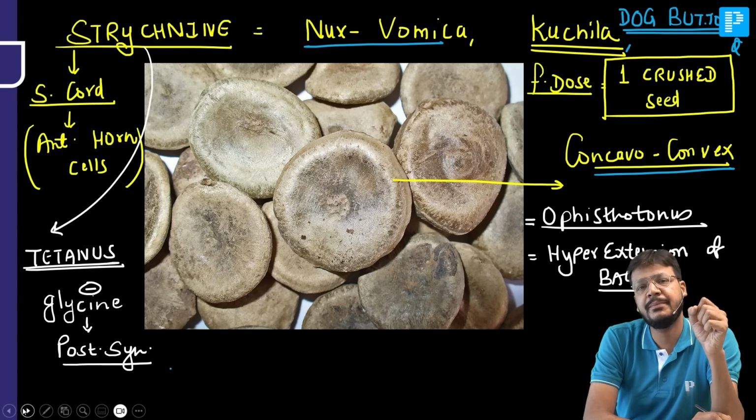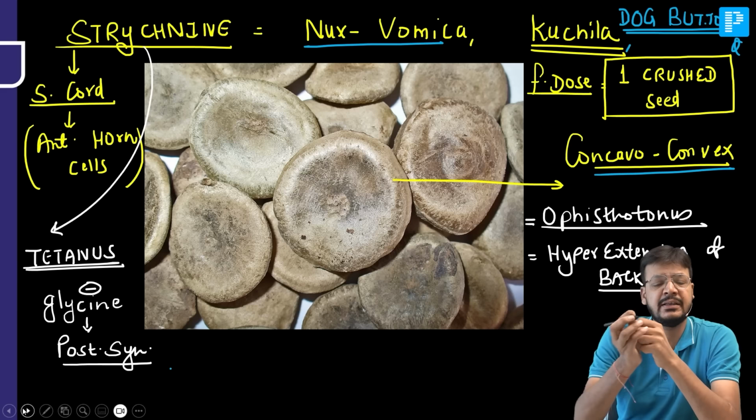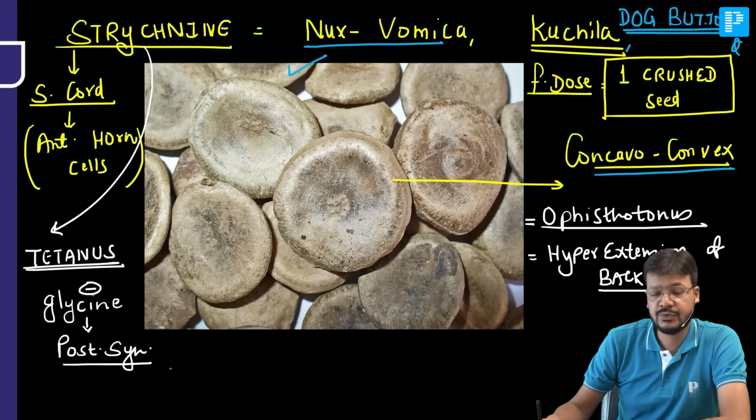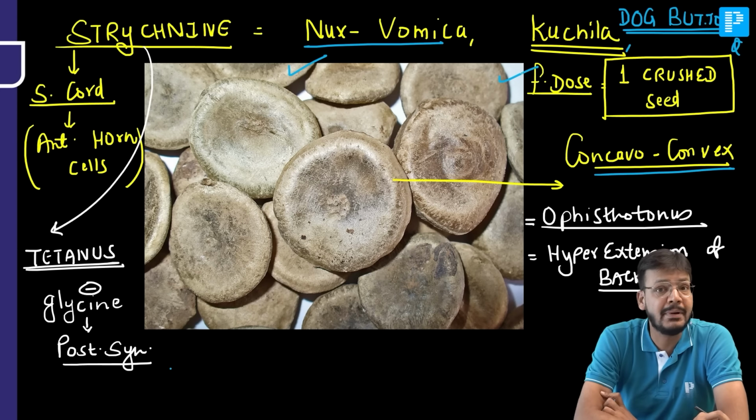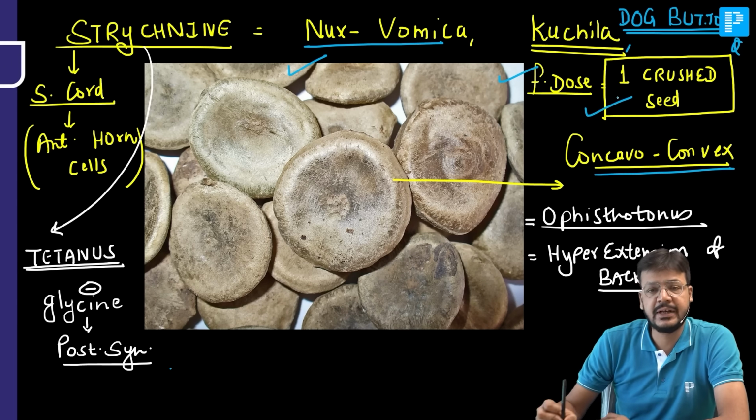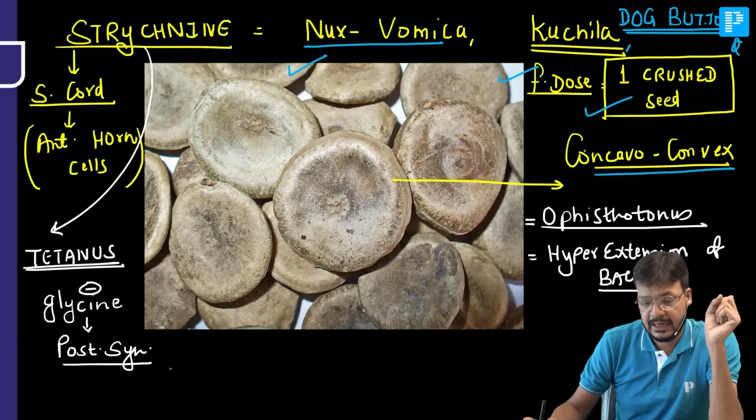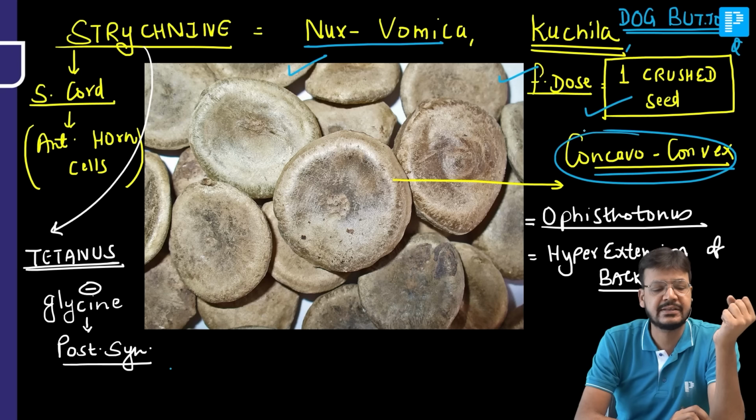A very, very important image, strychnine. What are the other names of strychnine? That is Nux vomica, Cuchilla, and dog button. The fatal dose of strychnine is 1 crushed seed, and the seeds are concave or convex.